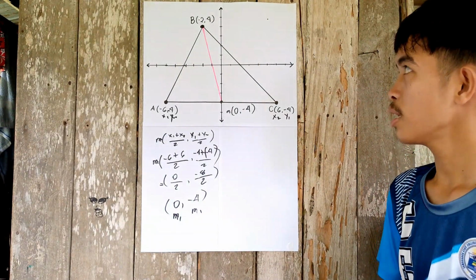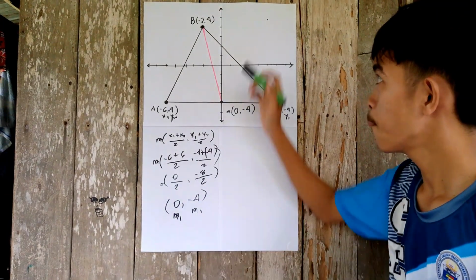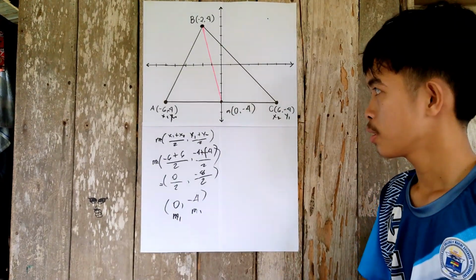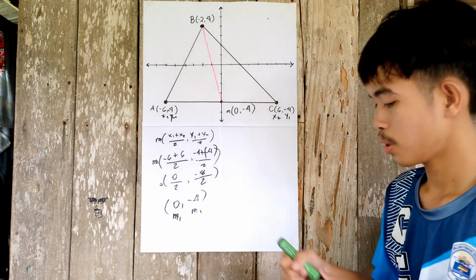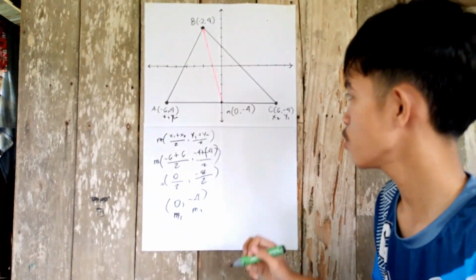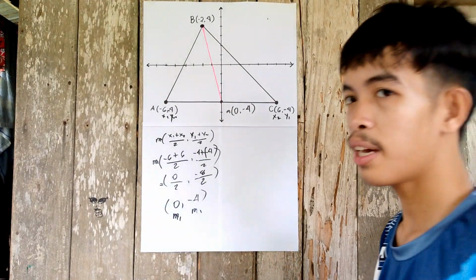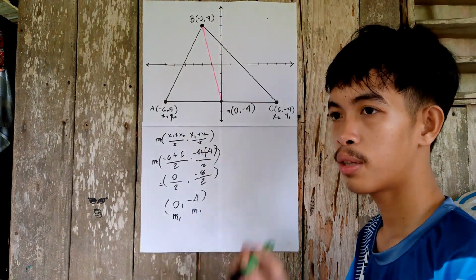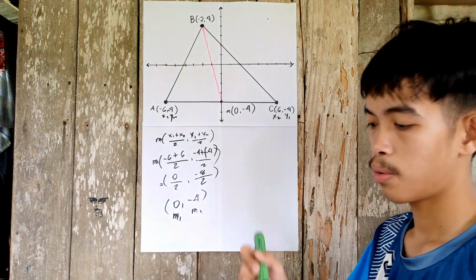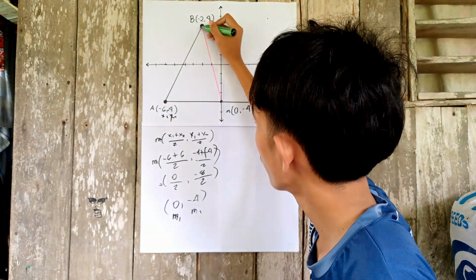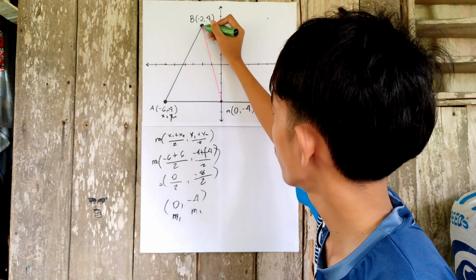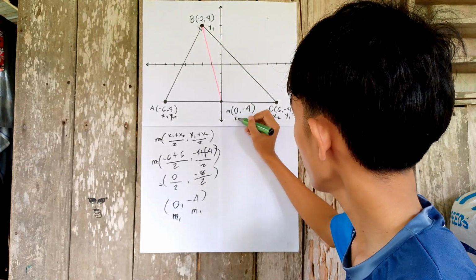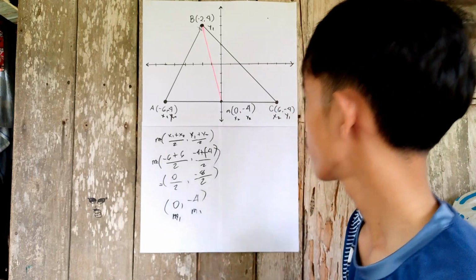So now, let us solve the distance between the vertex B to the midpoint 0, negative 4. So let us use the midpoint formula. Again, let us assign which will be our x1, y1, x2, y2.